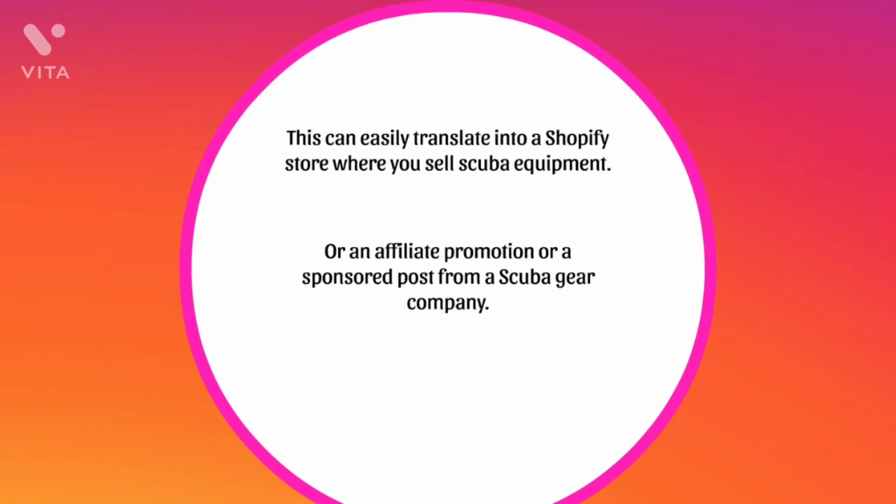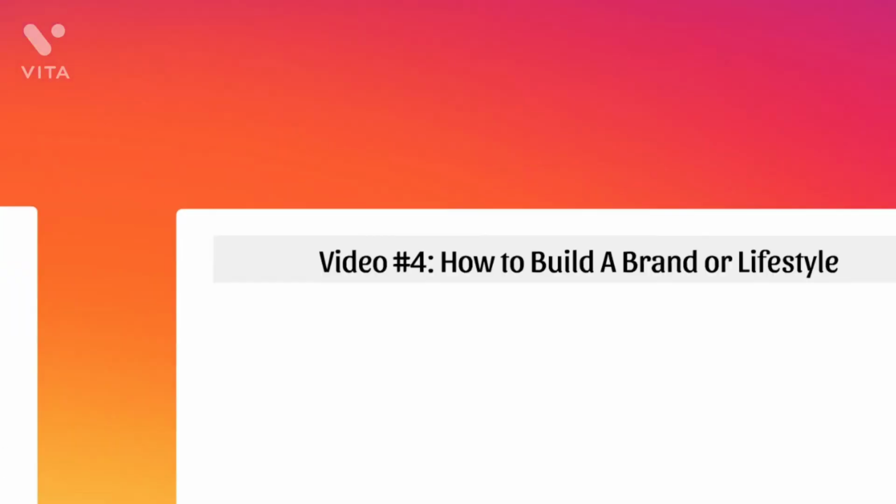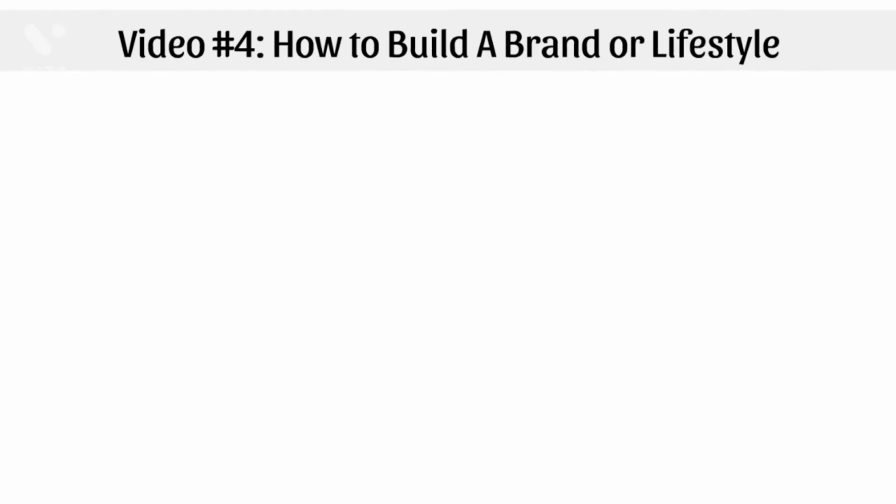So it can be a Shopify store, it can be an affiliate promotion, it can be a sponsor post from a scuba gear company, which we'll talk more about later down the road. But before you can do all that, you need to have a brand. You need to have the ability to create a lifestyle, right? So now let's move on to video number 4, and let's talk about how to build a brand and how to build a lifestyle and do it all properly.